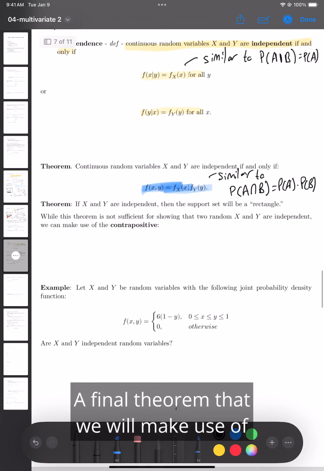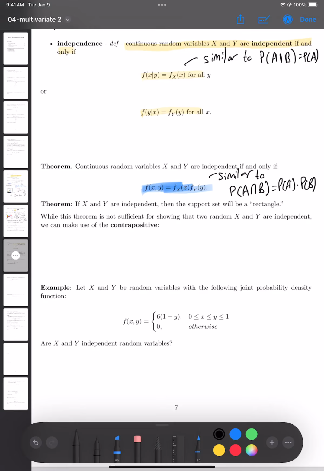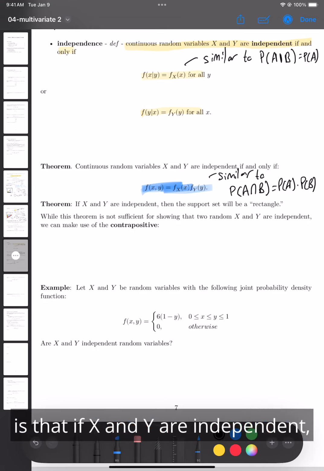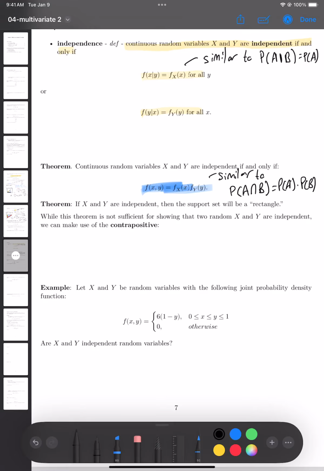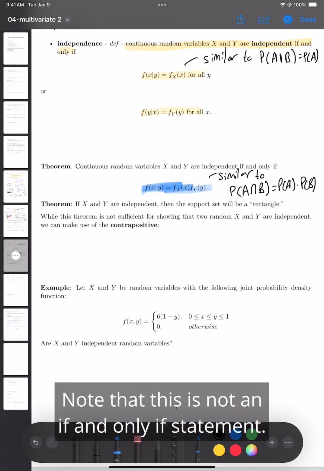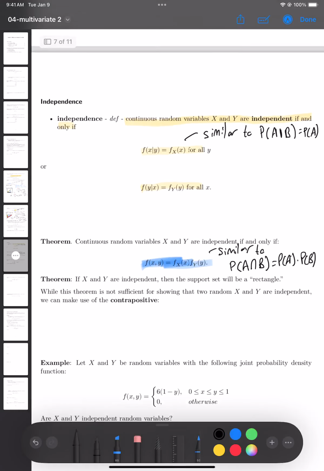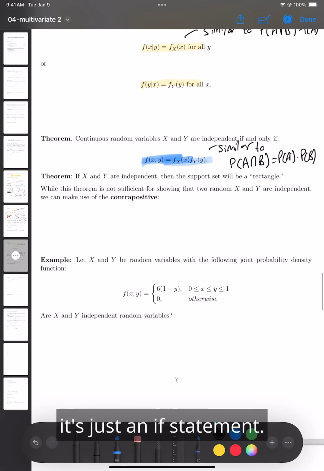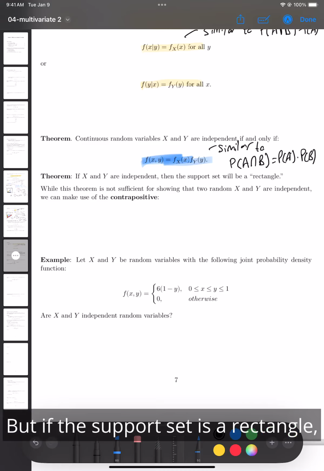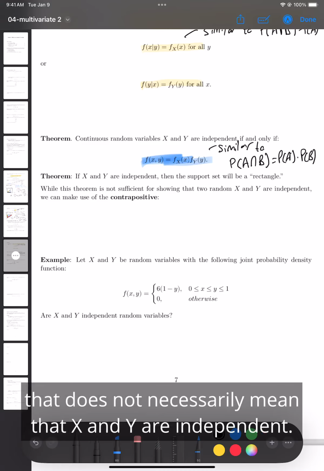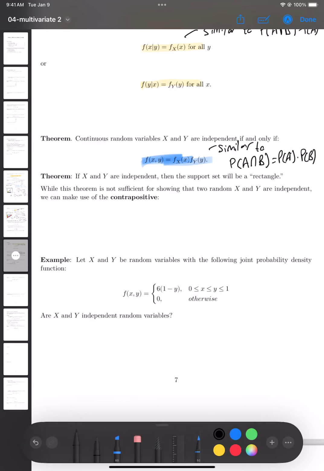A final theorem that we will make use of is that if X and Y are independent, then the support set has to be a rectangle. Note that this is not an if and only if statement, like the definitions were up here. It's just an if statement. If X and Y are independent, then the support set will be a rectangle. But if the support set is a rectangle, that does not necessarily mean that X and Y are independent.